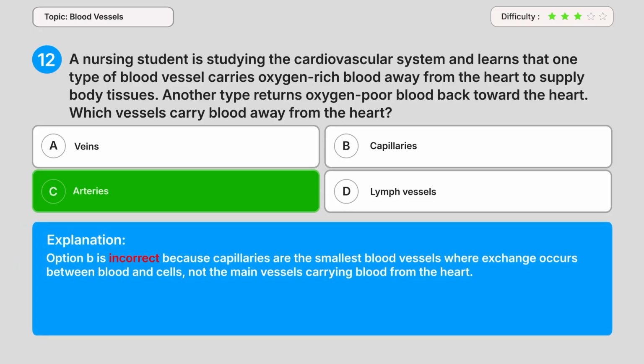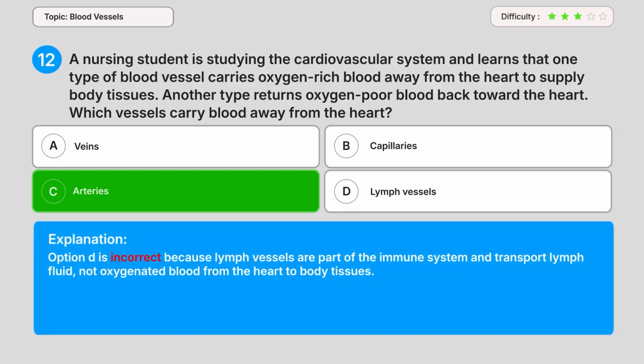Option B is incorrect because capillaries are the smallest blood vessels where exchange occurs between blood and cells, not the main vessels carrying blood from the heart. Option D is incorrect because lymph vessels are part of the immune system and transport lymph fluid, not oxygenated blood from the heart to body tissues.